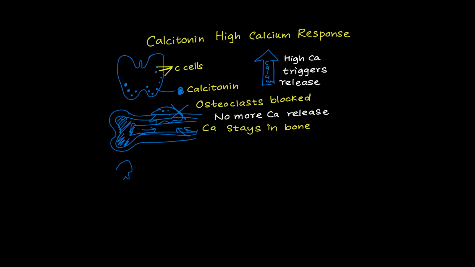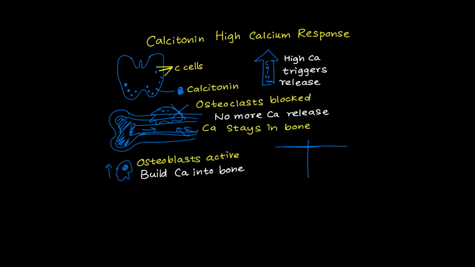Notice the symmetry with PTH, but PTH raises calcium by stimulating osteoclasts and inhibiting bone building. Calcitonin lowers calcium by doing the opposite. The two hormones work as a pair to keep blood calcium steady.